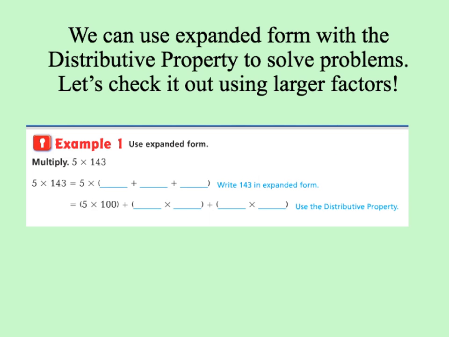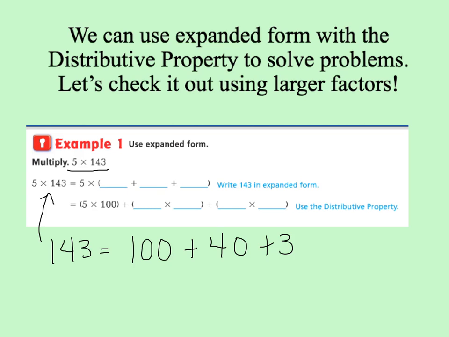Did you know you could use the expanded form along with the distributive property to solve problems too? Let's check it out using some larger factors. So we have the problem 5 times 143. I am going to look at 143 and I am going to expand it. So I am going to have 143 equals, and I know you guys remember this, 100 plus 40 plus 3. I'm breaking it out into place value. So now I have up here on the problem, there's my 143, 5 times the first part.